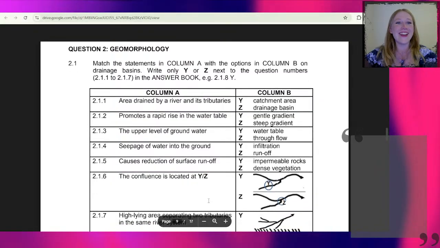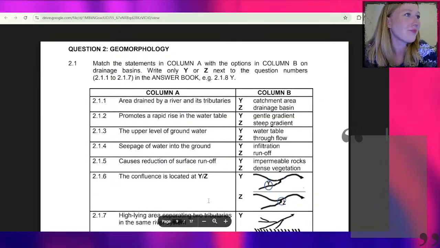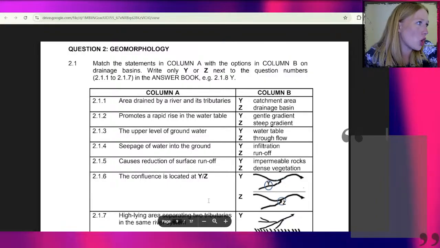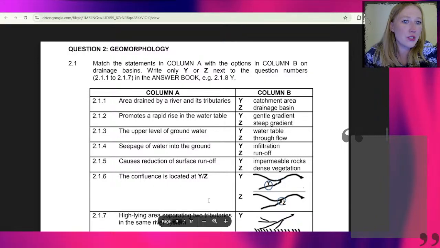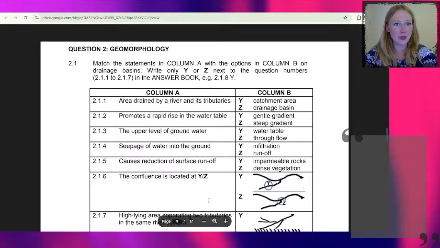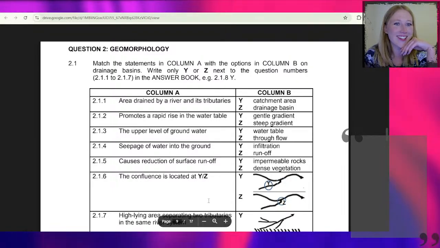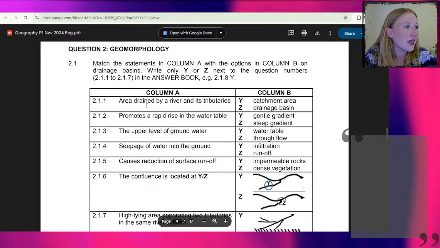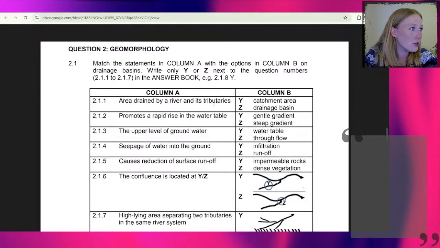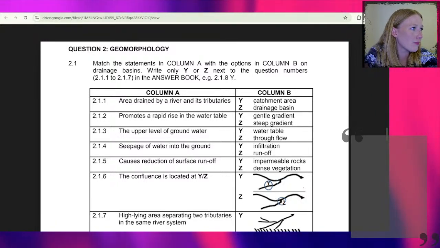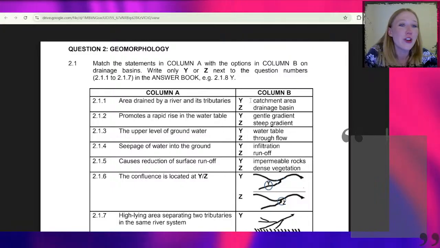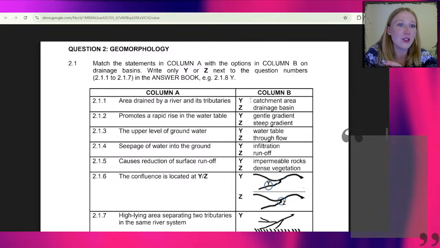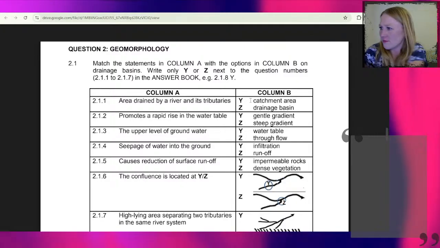Okay, geomorphology. Yay, rivers. Match the columns A to the options in B. Oh, there's only two options. This is like a multiple choice with two different options. Well, that's nice. So it's either Y or Z. Area drained by a river and its tributaries: catchment area, drainage basin. Okay, you remember what I was saying earlier on that the drainage basin is the whole system?